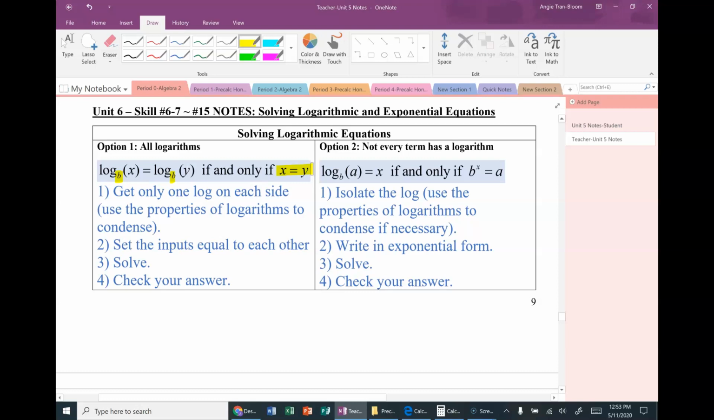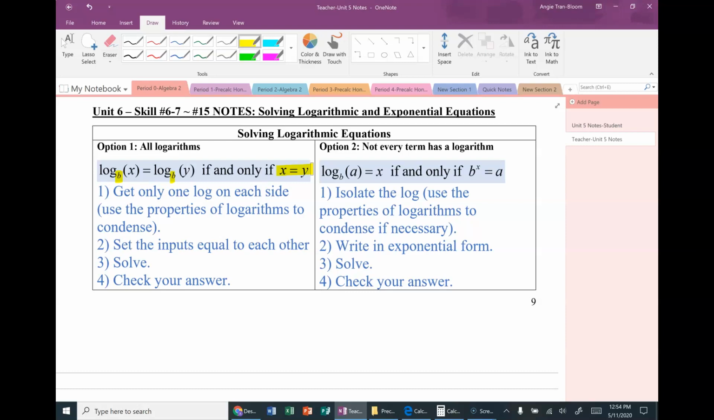So step number one, get only one log on each side. Use the properties of logs to condense. Number two, set the inputs equal to each other. And three, solve. And last one, always check your answer.